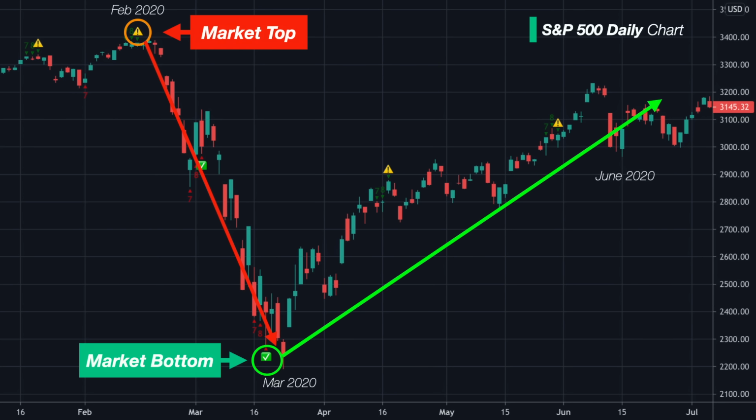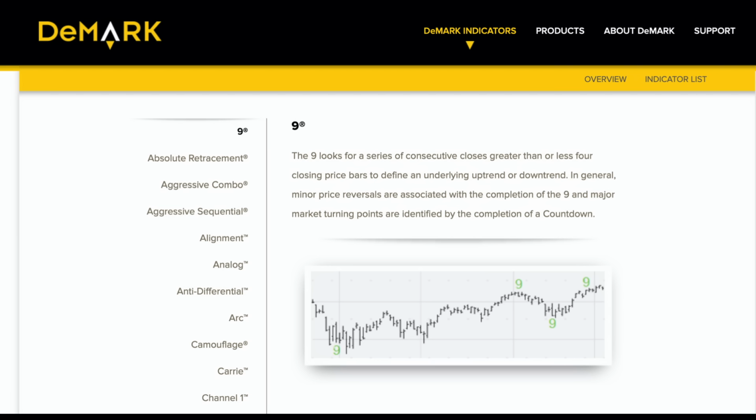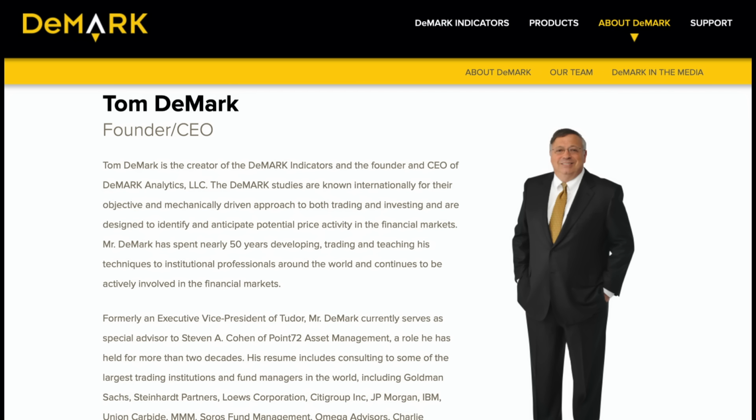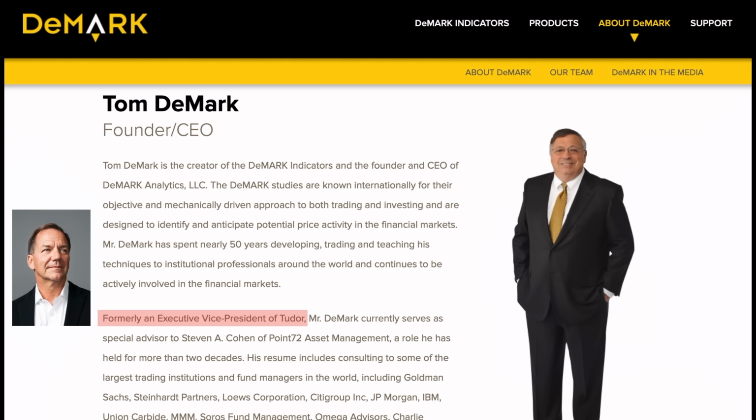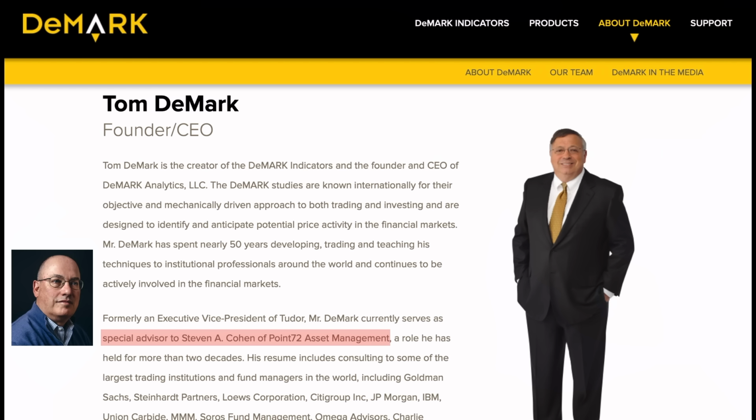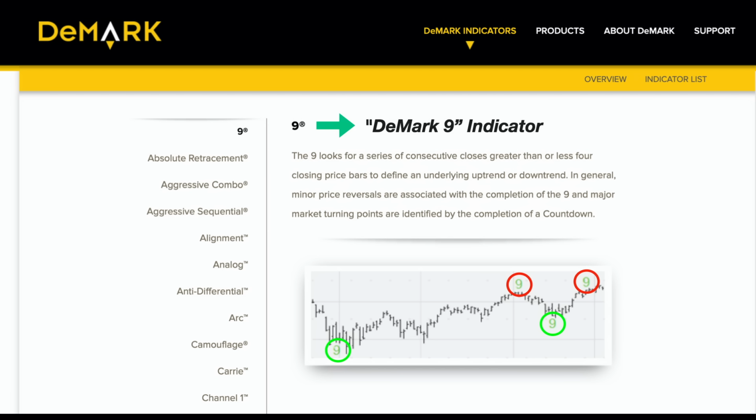Alright, so what exactly is this magical indicator? This indicator is called DeMark 9, named after its original creator, Tom DeMark. Tom DeMark used to work for Tudor as a portfolio manager and a vice president for Tudor Capital, and now he's serving as Steve Cohen's personal special advisor for his hedge fund, Point72. Tom DeMark has created quite a lot of different technical indicators, but this indicator called DeMark 9 is by far the most effective one at predicting short-term market tops and bottoms, and also the easiest one for beginners to understand.